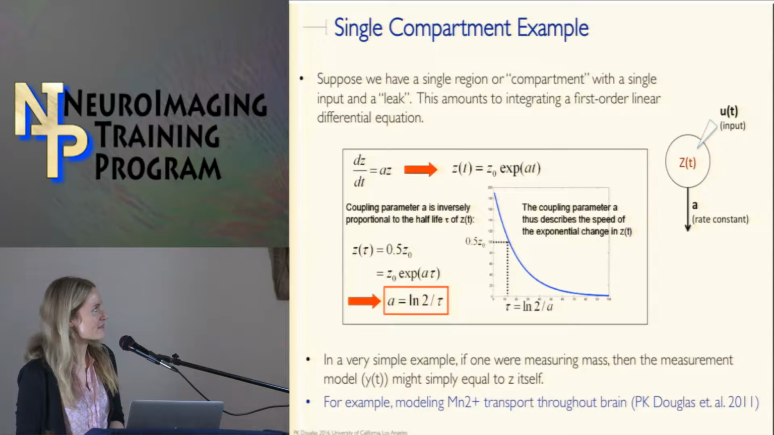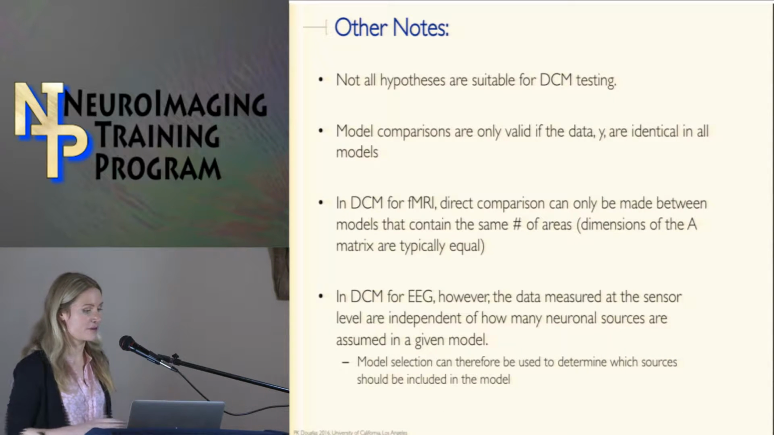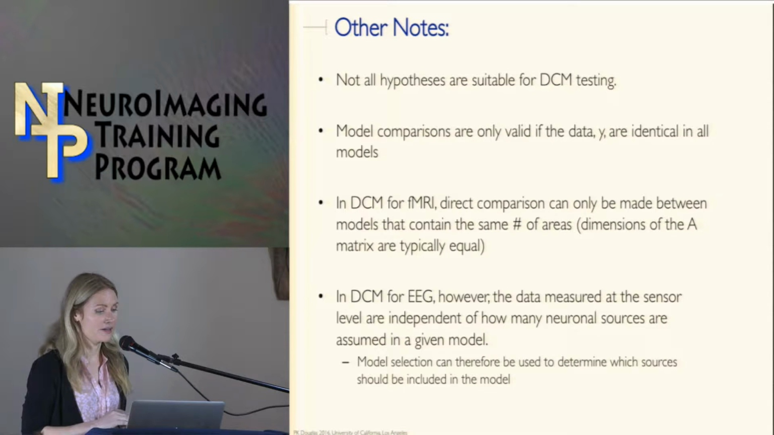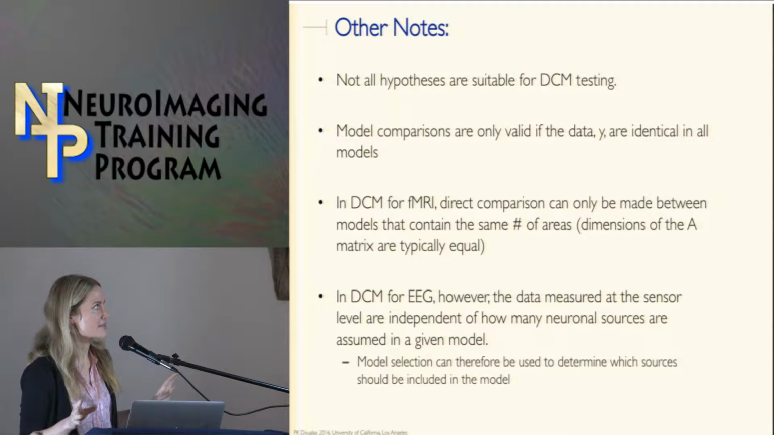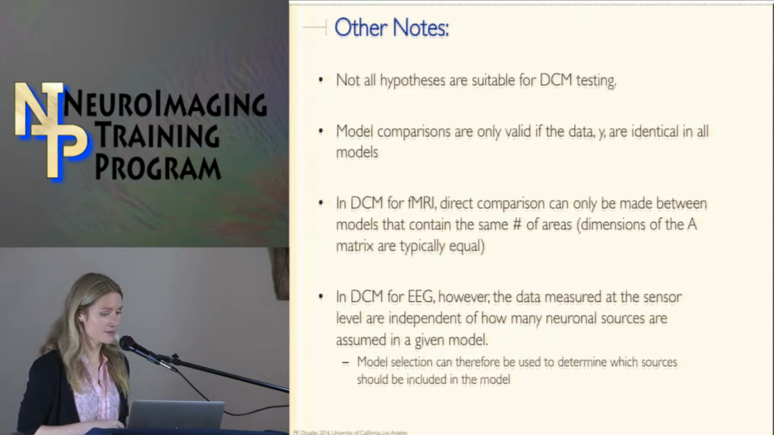So this is a simple aspect of what you would get solving for DCM. So just a couple of quick notes about how DCM for fMRI and EEG differ. Essentially, the overall framework is quite similar, but not all hypotheses are suitable for DCM testing, so it's possible to come up with models that are very, very similar, and it's difficult to distinguish between the two.